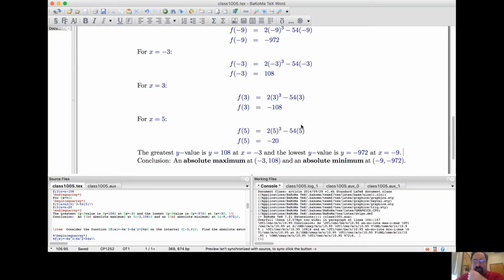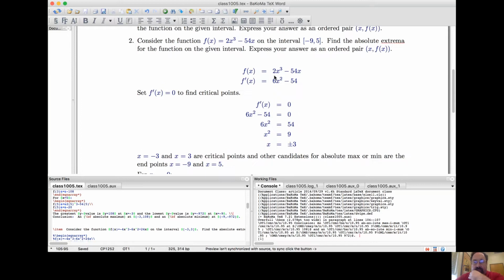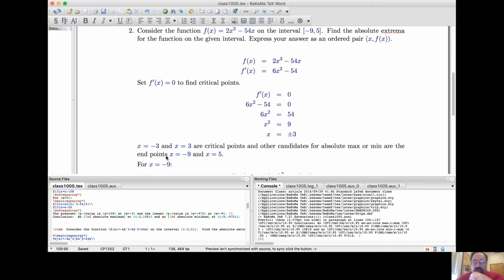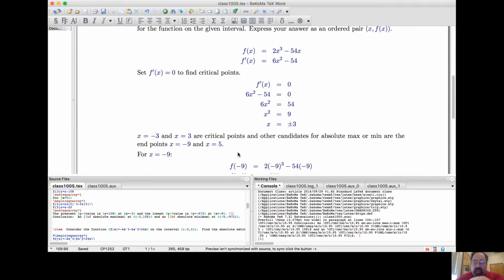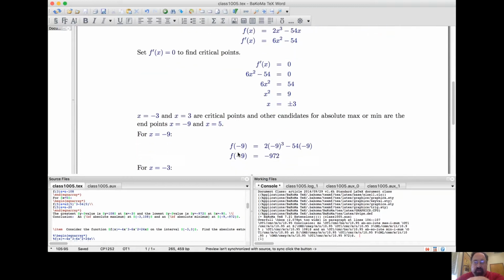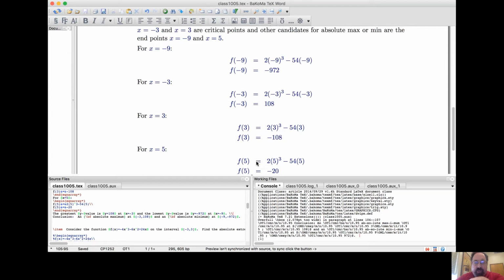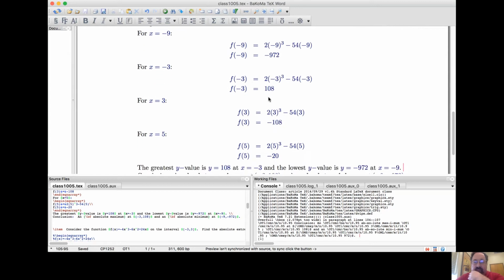So that's a procedure for any one of these absolute max and min problems. Take a derivative, set it equal to 0, get any critical points, consider only critical points that fall in this interval. Also consider the endpoints. So those are your candidates for the absolute max and min. Whatever candidates you have, whether they be endpoints or critical points, substitute all of them into the original function f of x. Largest value is the absolute max, smallest value is the absolute min.